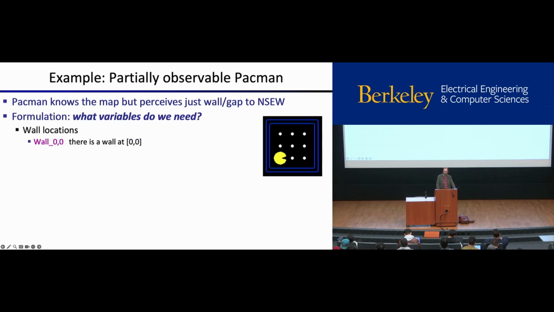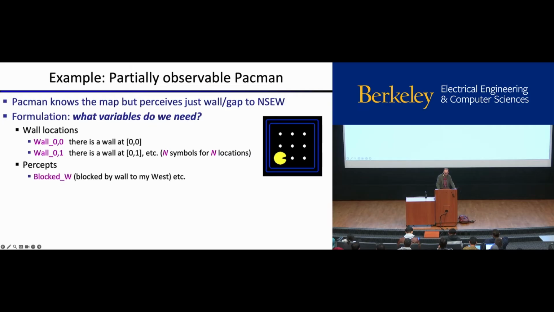We need wall locations. So here is a Boolean variable, which means there is a wall at location 0, 0. There's our 0, 0 spot. And we need a Boolean variable that says whether there's a wall at 0, 1, and so on. So for n locations, we need n different symbols. Then we need Boolean variables corresponding to Pacman's percepts. Am I blocked to my west by a wall?